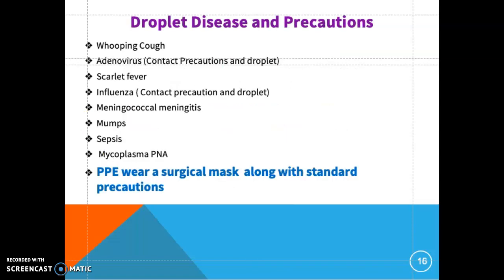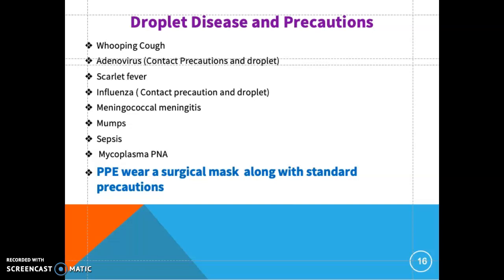So we are talking on this slide here about droplet diseases and precautions. Again, it's important to understand what diseases fall under droplets. The whooping cough, the adenovirus. Patients with adenovirus are also placed on contact precautions in addition to droplet precautions. Scarlet fever, the influenza. Patients with influenza, the common flu, are placed also on contact precautions in addition to droplet precautions.